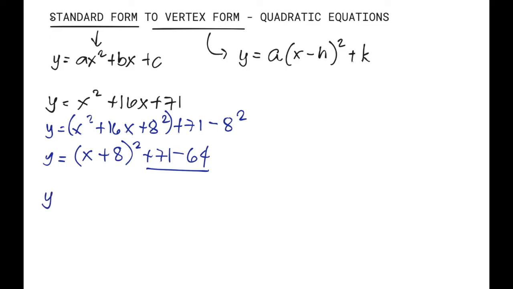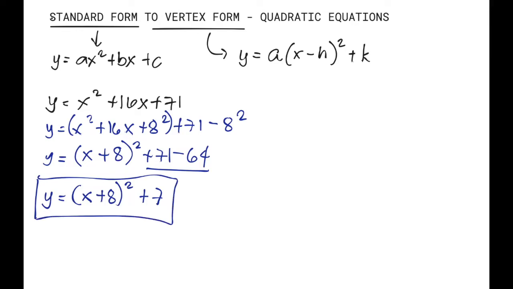So we have y equals x plus 8 raised to 2, plus 71 minus 64, that's actually 7. So this is now in the vertex form, which is y equals a times x minus h squared plus k.